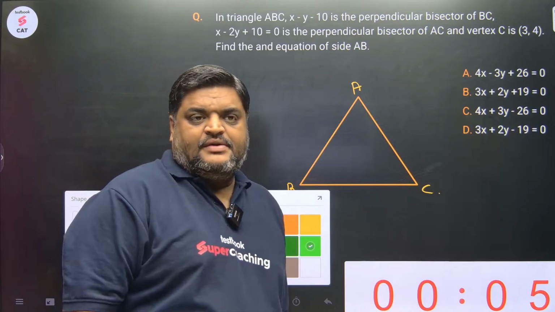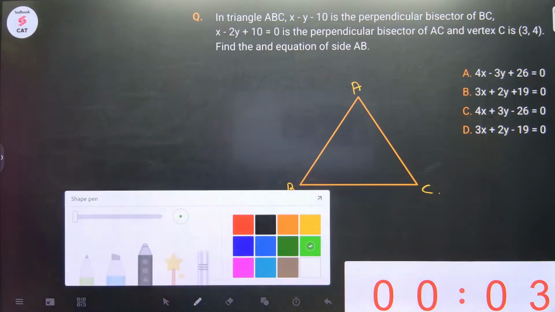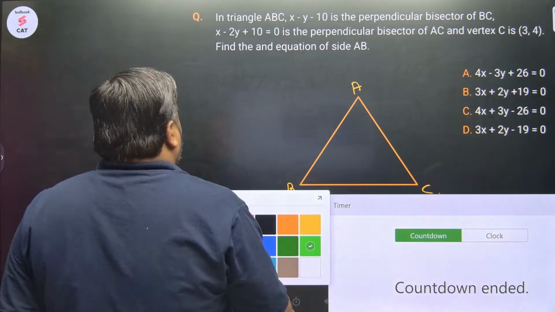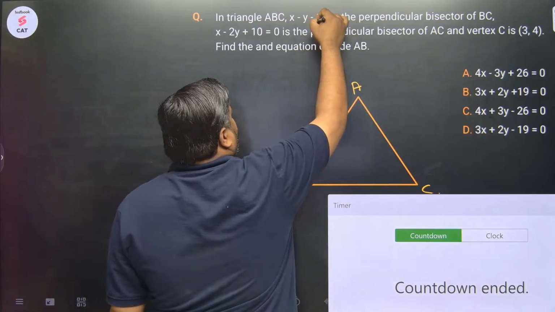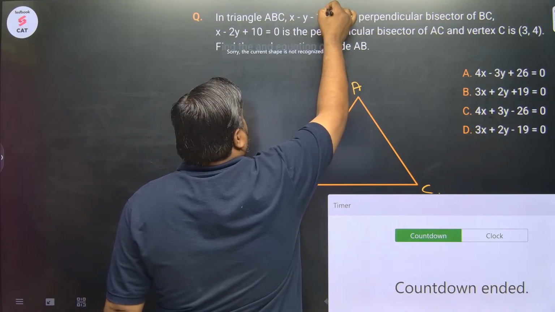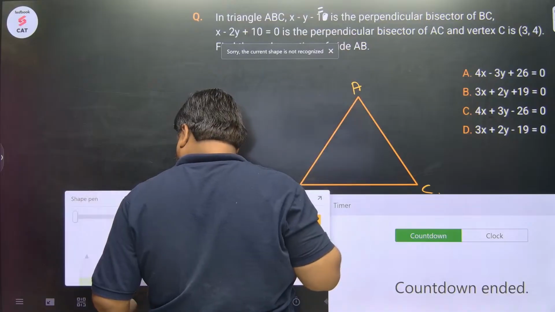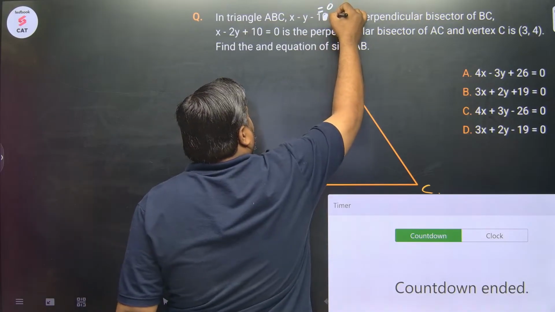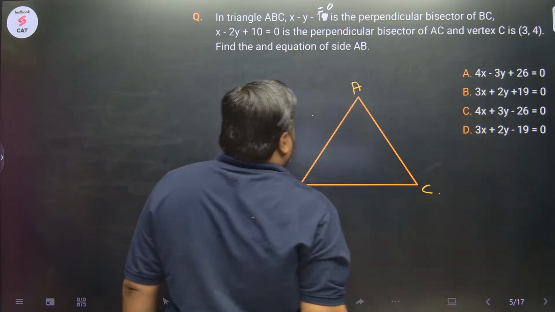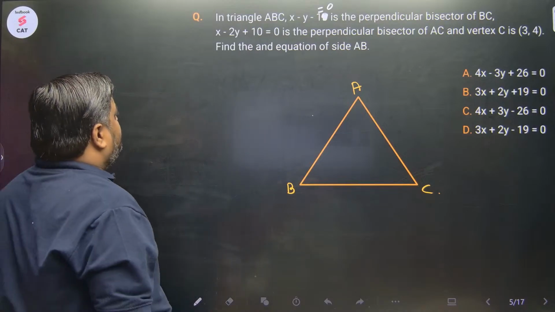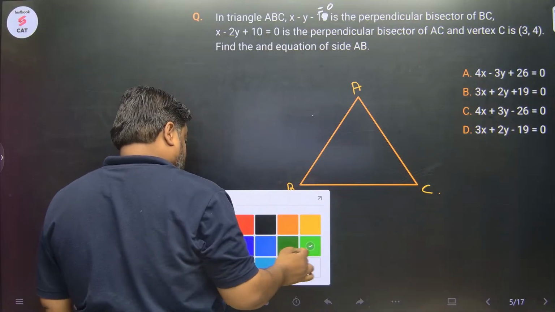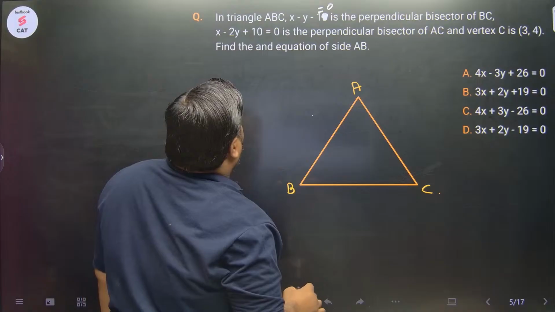There is some error with the question. Take this as y. Take this as x minus y. There is an error here: x minus y minus 1 equals 0. Okay, this is x minus y minus 1 equals 0. ठीक है. आ जाओ, करते हैं how to solve this question. A very small error in the question.